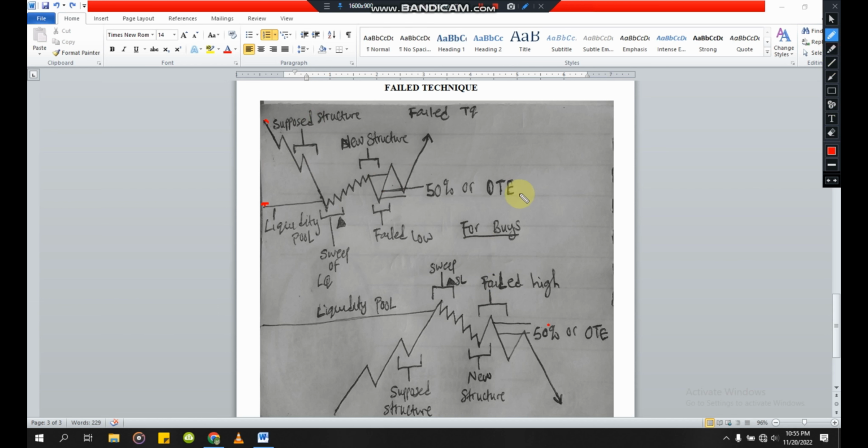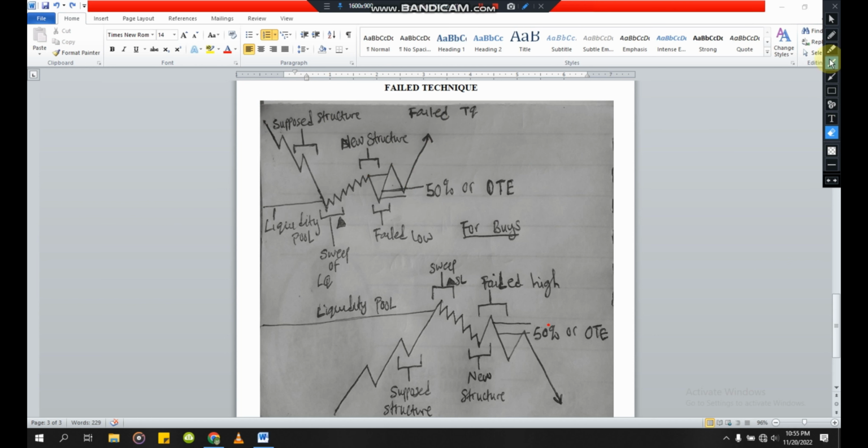So once the market sweeps the liquidity and breaks the new structure, that's when we fib the new structure, fib the new leg, the new break of structure leg, to get our 50%. Then, after fibbing it, we expect the market to go back to discount, then continue higher.